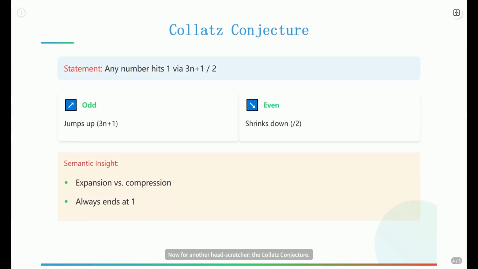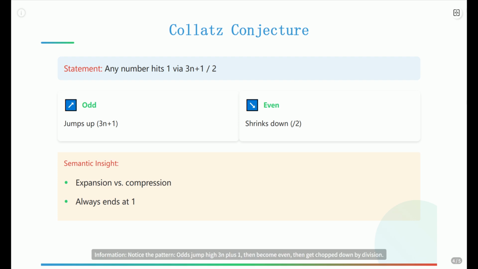Now for another head scratcher, the Collatz conjecture. Pick any positive integer. If it's odd, multiply by 3 and add 1. If it's even, divide by 2. Repeat. The guess is, you'll always land back at 1. How does semantic math tackle this? Again, DIKWP. Data. Try it with 5, 7, 14. Watch the numbers jump around.